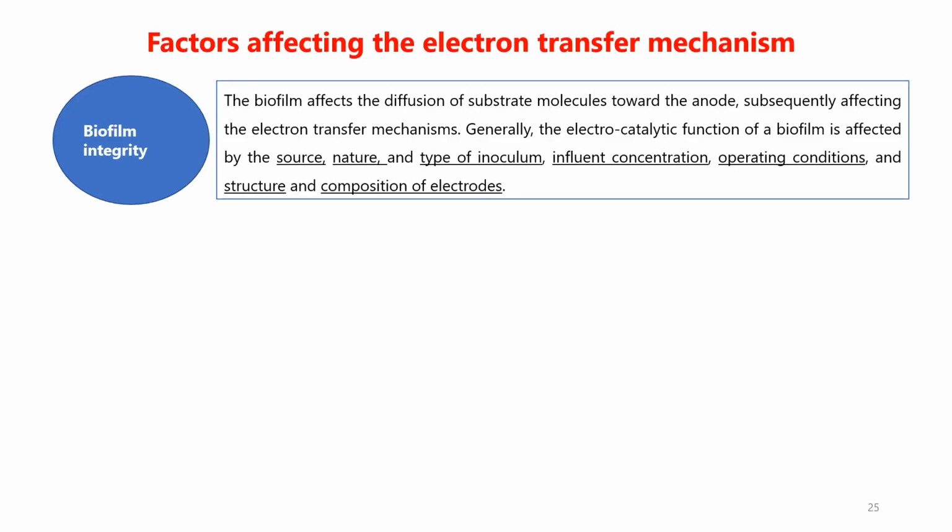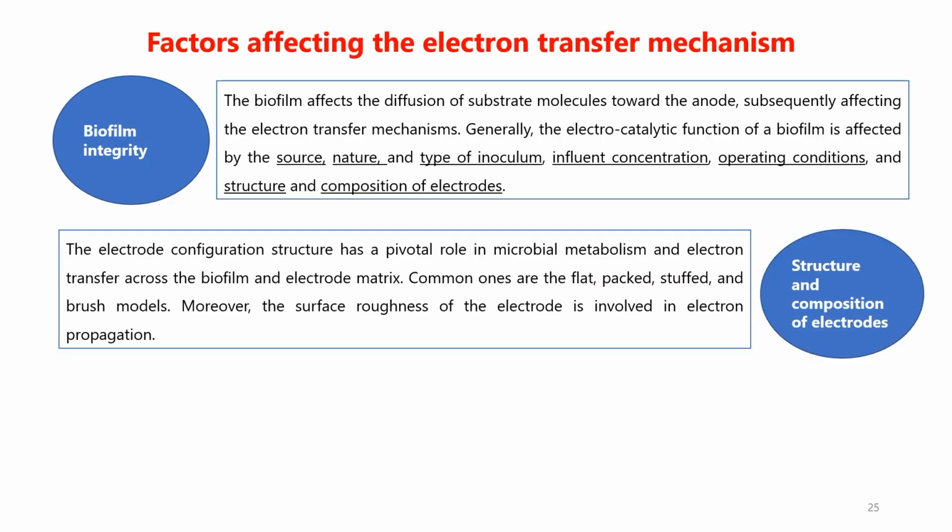So, number one is the biofilm integrity. The biofilm affects the diffusion of substrate molecules towards the anode, subsequently affecting the electron transfer mechanisms. Generally, the electrocatalytic function of a biofilm is affected by the source, nature and type of inoculum, influent concentration, operating conditions and structure and composition of electrodes. So, the electrode configuration structure has a pivotal role in microbial metabolism and electron transfer across the biofilm and electrode matrix.